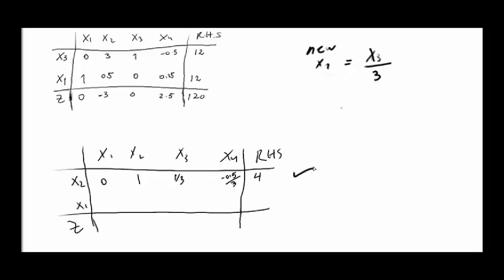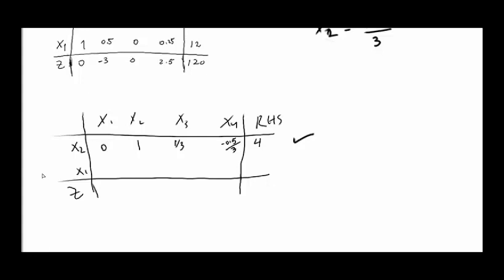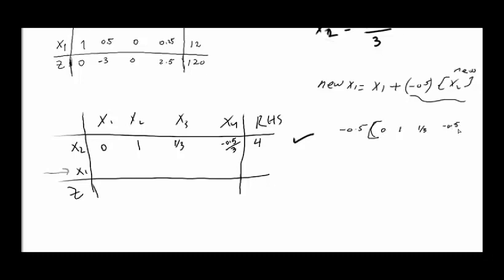The second row is x2; now we need to find the new x1. The new x1 will be the previous x1 plus this number, which is 0.5 with the opposite sign, minus 0.5, times the new row of x2. How is that? We need to make this first, which is minus 0.5 times the row of new x2 here, which is 0, 1 over 3, minus 0.5 over 3, and 4.